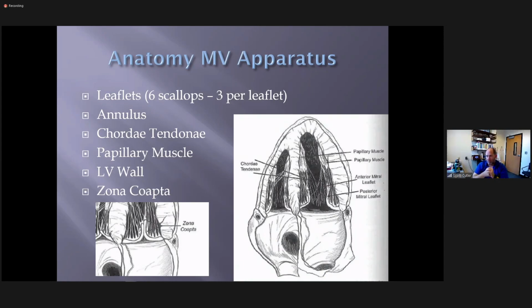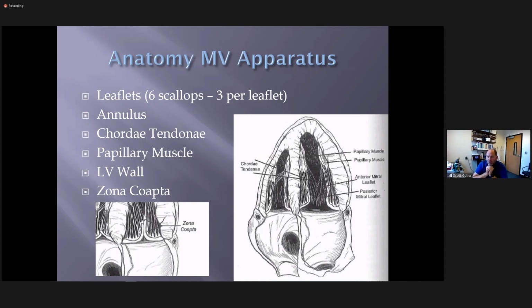Good. So 2 leaflets, 3 scallops each, anterior and posterior. Which leaflet is bigger, has more valvular tissue, and which one is longer? Okay, so anterior is the bigger, more redundant leaflet. It's the one that we see most often. The posterior leaflet is short, but it wraps around quite lengthwise around the outside.